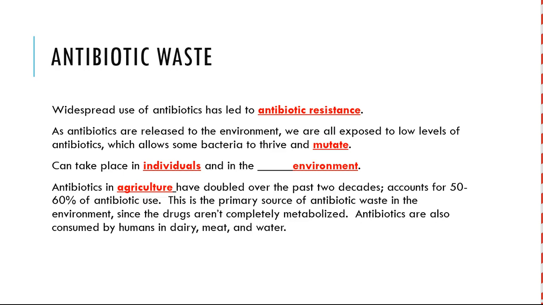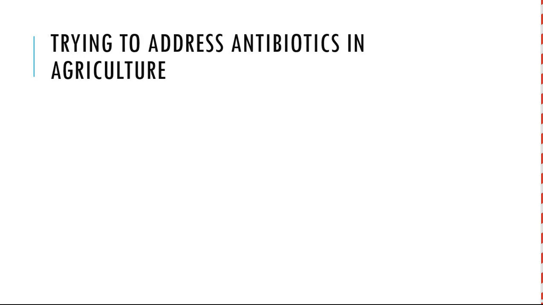Antibiotics in agriculture are a really particular problem, so their use has doubled over the past 2 decades, and antibiotic use in agriculture actually accounts for 50 to 60% of total antibiotic use. And this is also the primary source of antibiotic waste in the environment because the drugs aren't completely metabolized, and so they can be excreted. And additionally, we consume antibiotics in dairy, meat, and water.